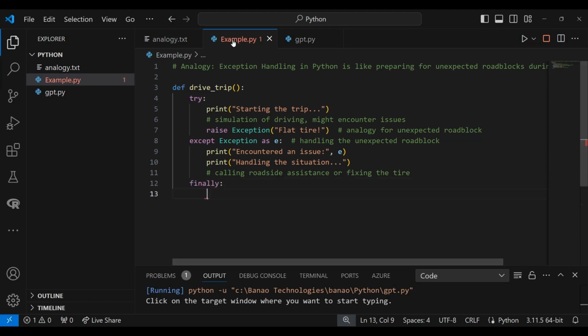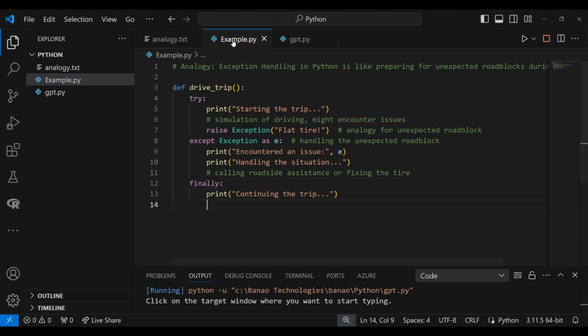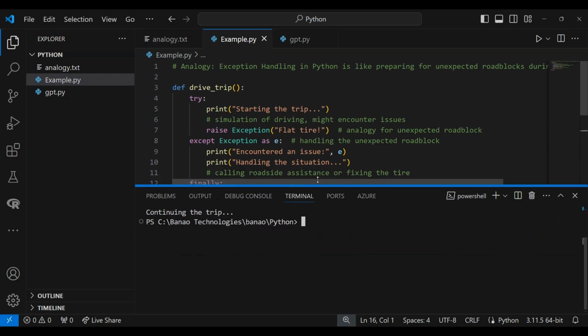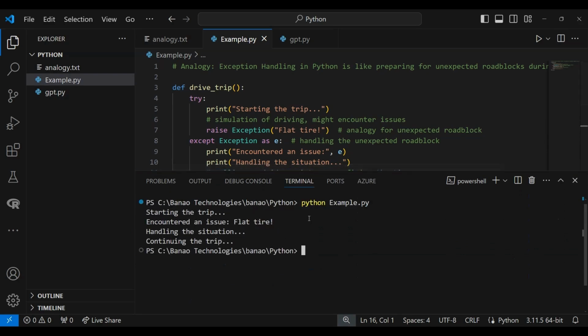The try-except block is implemented to manage any exceptions that arise during the trip. In this scenario, when an exception is caught, the code gracefully handles the situation by displaying the encountered issue and addressing it with appropriate actions, such as calling for roadside assistance or fixing the tire. The finally block ensures the execution of code, irrespective of whether an exception is triggered, symbolizing the continuation of our journey despite the challenges faced.